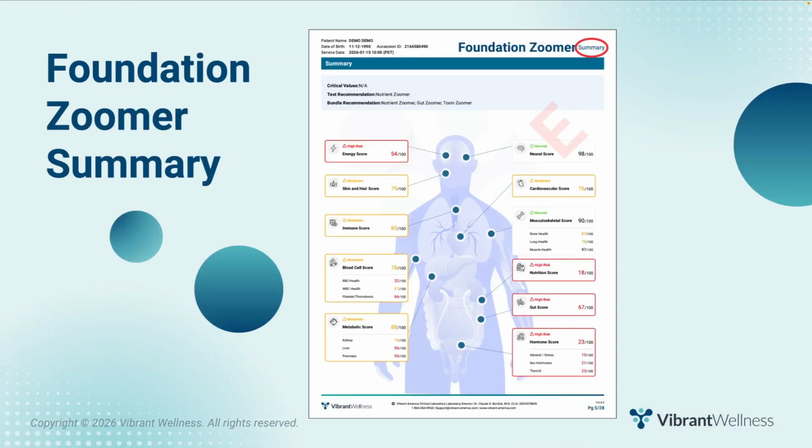The Foundation Zoomer report begins with a comprehensive summary page that provides an integrated overview of the patient's overall health status across core physiological systems. The summary highlights system-level health scores on a standardized 100-point scale, categorizing results into risk tiers to help prioritize clinical attention. Key domains assessed include energy, neural, cardiovascular, hormonal, metabolic, immune, gut, nutrition, blood cell, skin and hair, musculoskeletal, and organ function, i.e. the kidney, liver, and pancreas. These scores are visually mapped into a full-body anatomical illustration, allowing for intuitive visualization of system-specific imbalances and their relative severity.